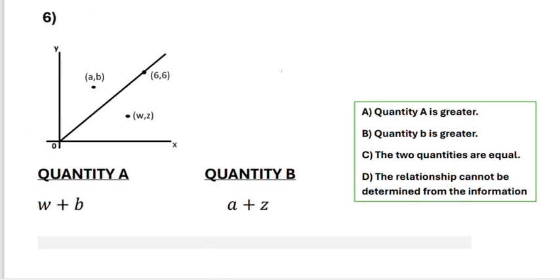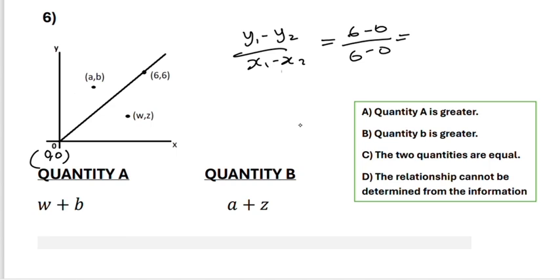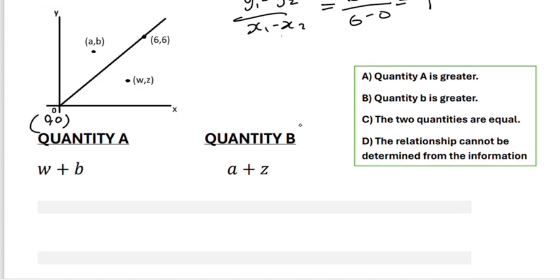For question 6, we are given an xy plane with a line that crosses coordinates (0, 0) and (6, 6), right? And what this tells us is that the slope, which is y1 minus y2 over x1 minus x2, is simply (6 minus 0) over (6 minus 0), which is 1. What this simply means is that the equation for that line is y equals x.